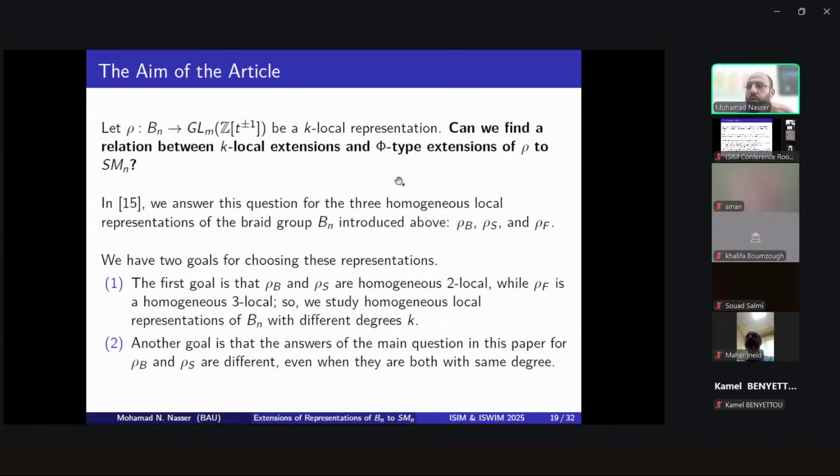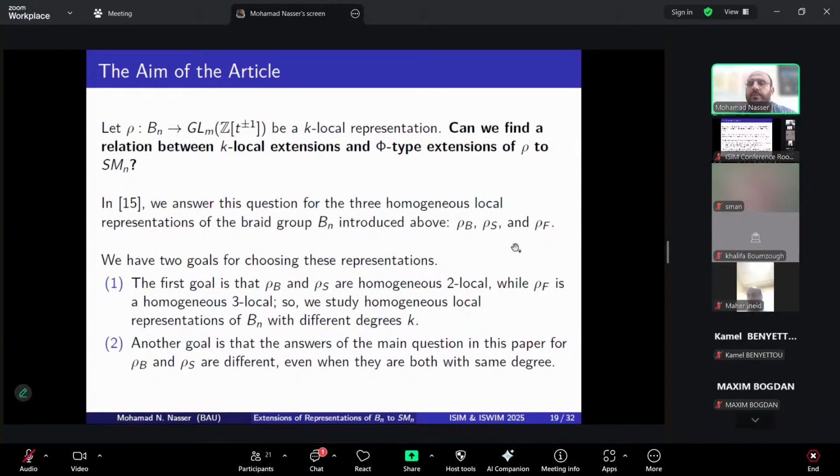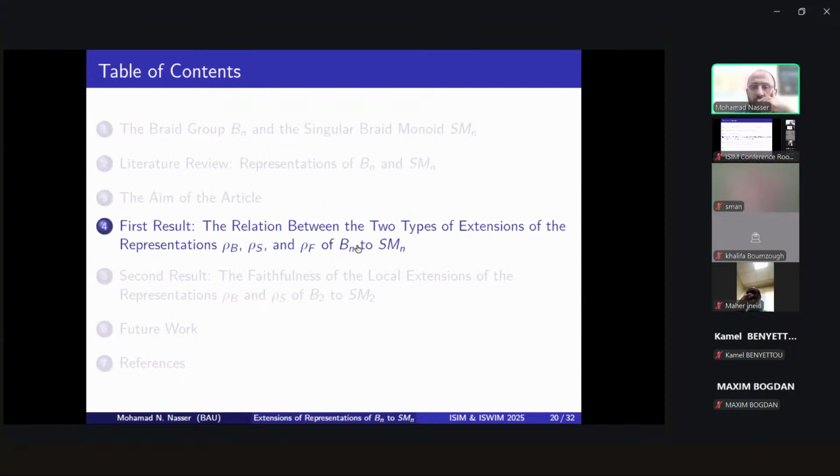So I have here 2 types. I considered in my work 3 representations that I mentioned: Burau, rho_B; the standard representation, rho_S; and the F representation, rho_F. So I presented 3 representations which are known, and I'm going to study the relation of the extensions. So let's go through the results.